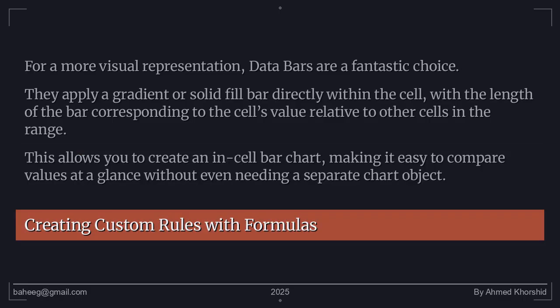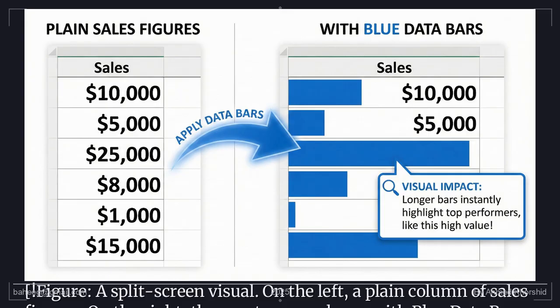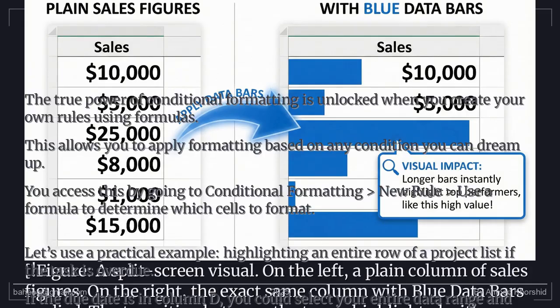Creating custom rules with formulas. Figure, a split-screen visual. On the left, a plain column of sales figures. On the right, the exact same column with blue data bars applied. The transition between the two is highlighted with a sweeping arrow. A callout points to a cell, showing how the length of the bar visually represents its high value compared to others. The style is clean, high contrast, and focused on the before and after impact.